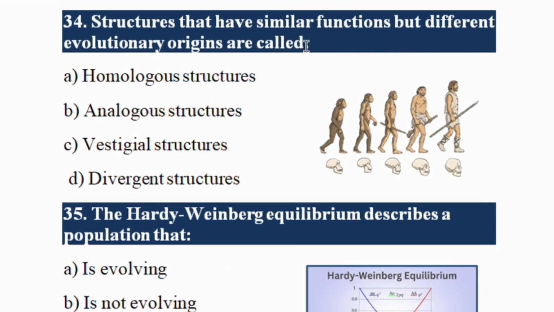Structures that have similar functions but different evolutionary origins are called homologous structures. No. Beta is analogous structures. Yes. Structures that have similar functions but different evolutionary origins are called analogous structures.